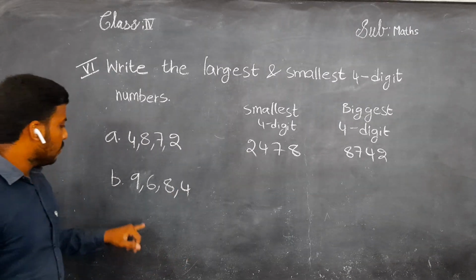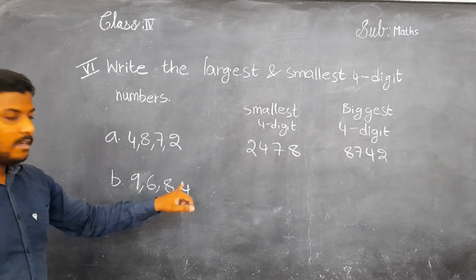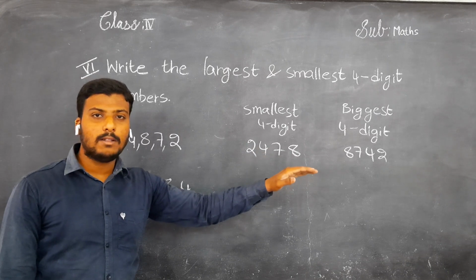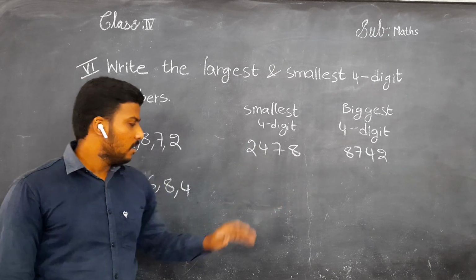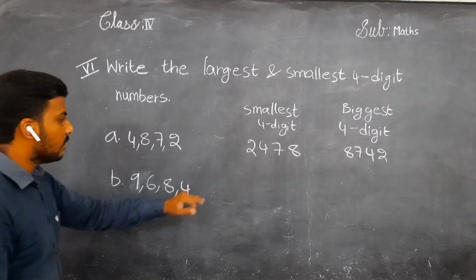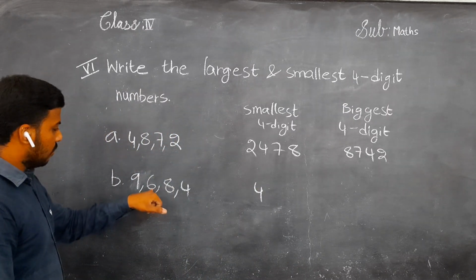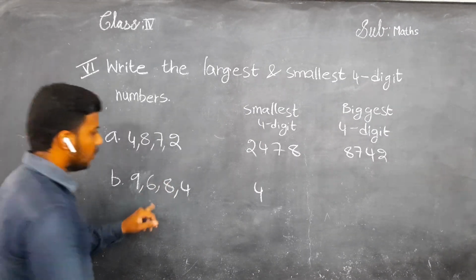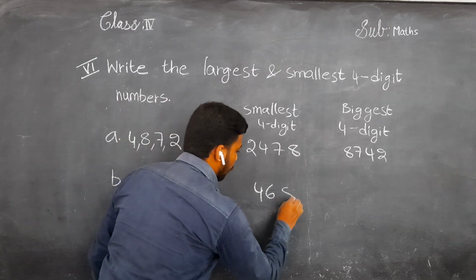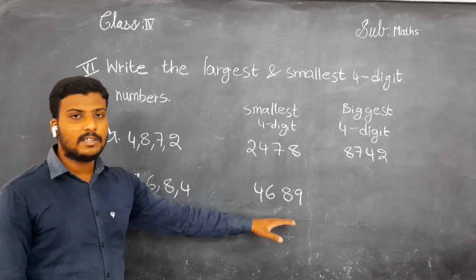Then the next one: again we have a series of digits, 9, 6, 8 and 4. If we want the smallest 4-digit number, then we have to take all the smallest digits first. See here, by looking at these digits, which is the smallest digit? 4 is the smallest digit. After 4, 6 is the next smallest. After 6, 8. After 8, 9. Okay, 4, 6, 8, 9 or 4689 is the smallest number.